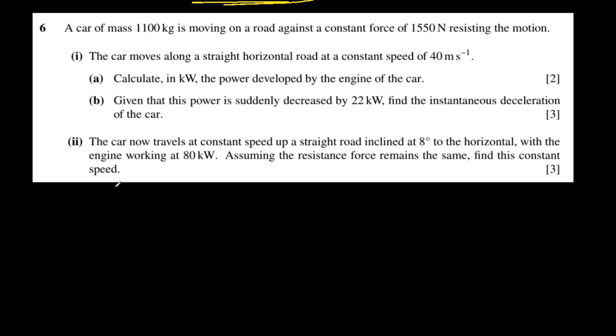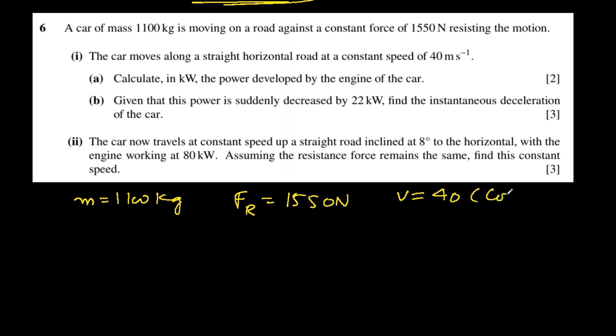Question 6. A car of mass 1100 kg is moving on a road against a constant resistance. The force of resistance is 1550 Newton. The car moves along a straight horizontal road at a constant speed. So speed is 40 and that too constant. Calculate in kilowatt the power developed by the engine of the car.